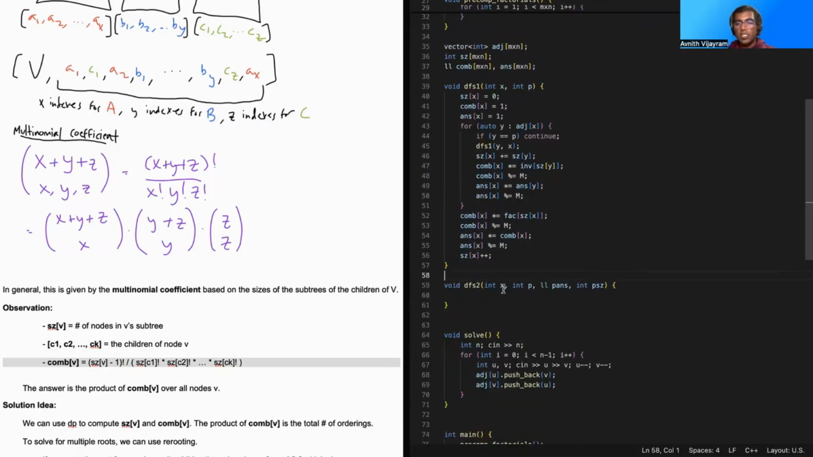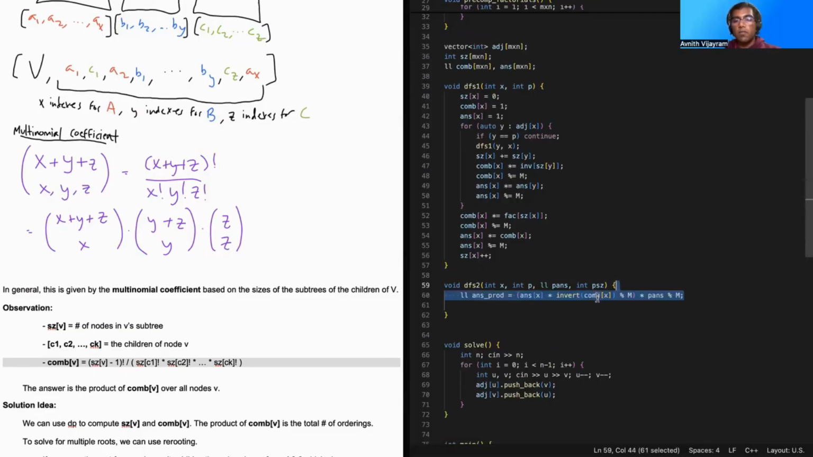For this, again, we'll have the node X and the parent node. And essentially this will compute what will happen if we transition from the root being the parent node to the root now being node X. So we're going to compute the answer if the root was node X. And to do this, we'll propagate down two values. So this P ans here is essentially the product of the multinomial coefficients over all of the nodes in P's subtree. And this is just the size of the P subtree. And here the subtree is defined as if the tree was rooted at node X.